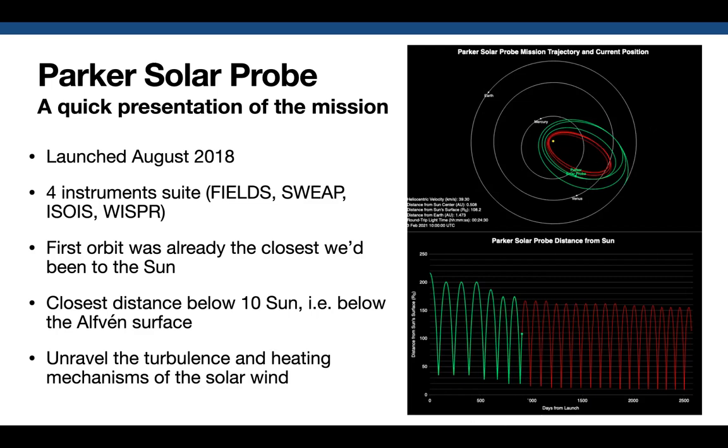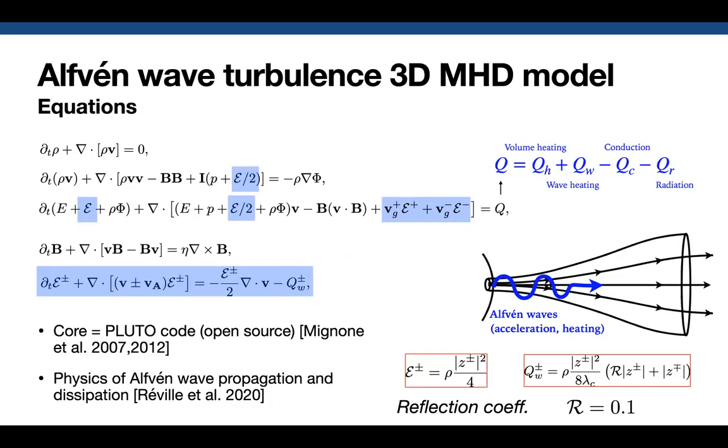And so the first orbit we were at 37 solar radii, then we went to 27, and now we are actually around 20 or even below 20 solar radii. And in 2024, if everything goes well, the Parker Solar Probe will be around 10 solar radii at the perihelion. Right.